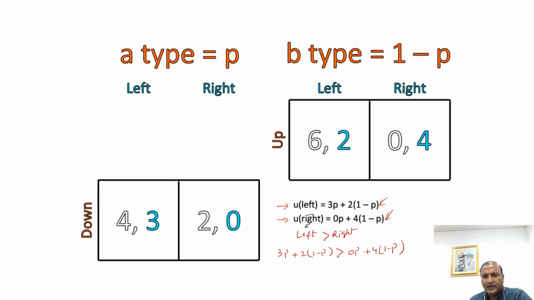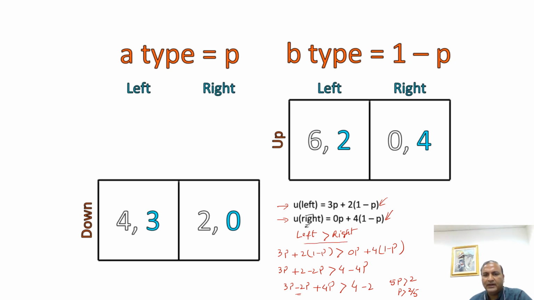So we can solve this. We say 3p plus 2 minus 2p is greater than 4 minus 4p. If we rearrange it, we get 3p minus 2p plus 4p is greater than 4 minus 2. So how many p's do we have here? 3, 1p, and 4p, that is 5p, and this is 2. So we have 5p is bigger than 2. So p will be bigger than 2 by 5. So now we can say that if p is bigger than 2 by 5, then left is better than right.